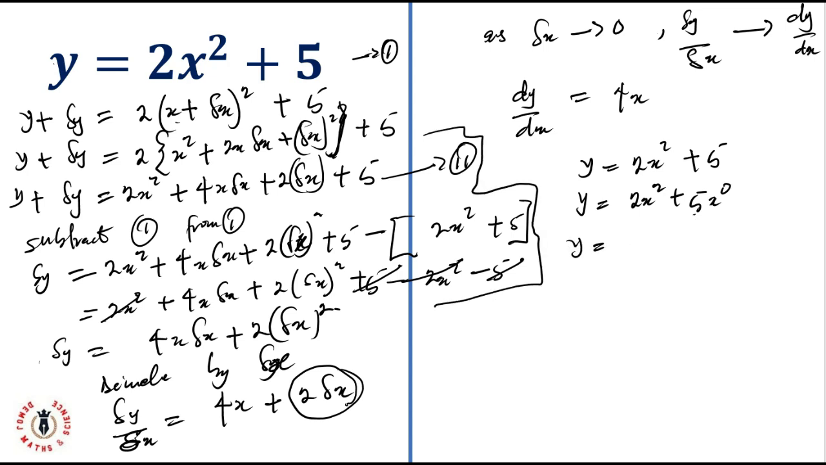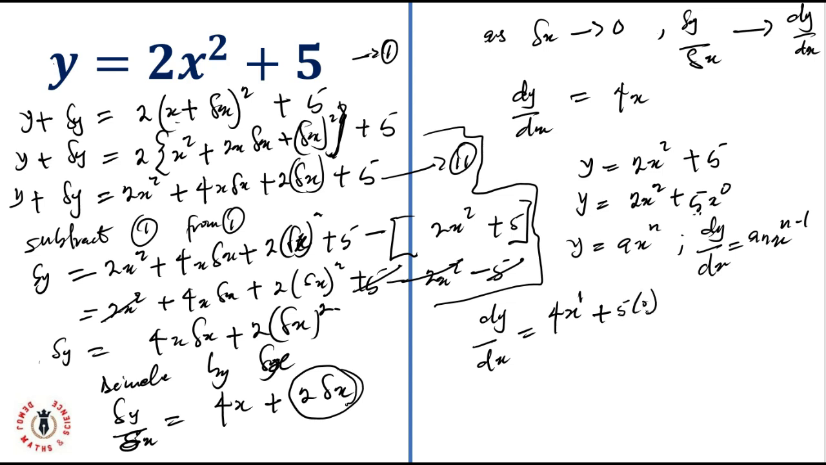So if y equals ax raised to power n, my dy/dx will obviously be equal to anx raised to power n minus 1. So my dy/dx in our instance will be equal to, I have 2, which is my a, times n, that's 4, x raised to power n minus 1, that's 1, plus 5 times 0 x raised to power 0 minus 1. Obviously, everything here becomes what? 0. So I can do away with it. So my dy/dx will be the same thing as 4x. You see that same thing as we got from first principle, we have using the formula.